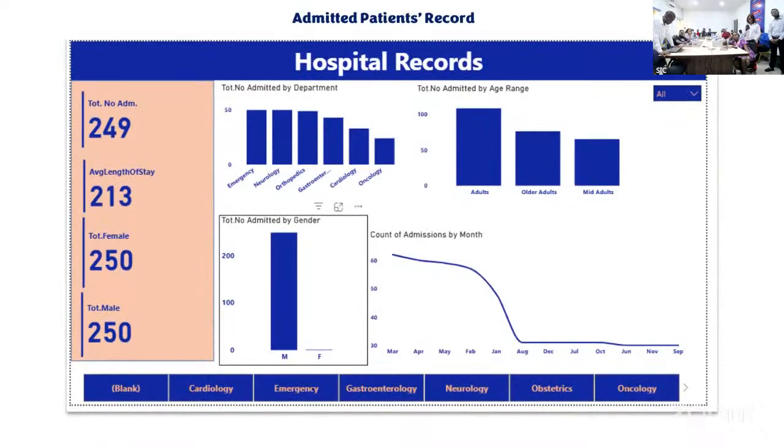Patients by month, in the month of March, we have the highest start of treatment. So we've been able to enlighten us on how hospitals take overall record of both their patients and their staff records. Thank you.